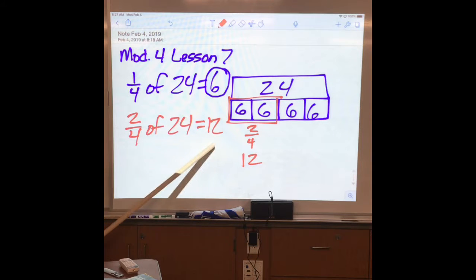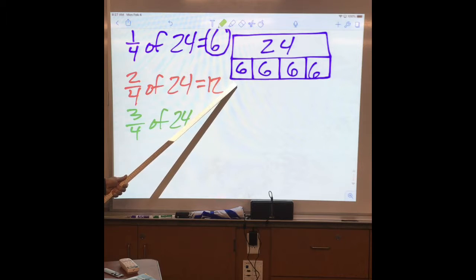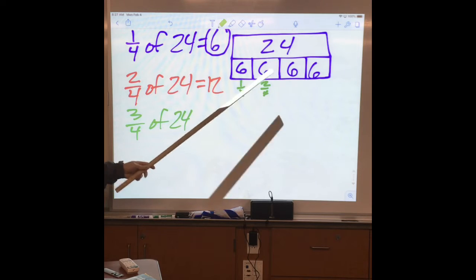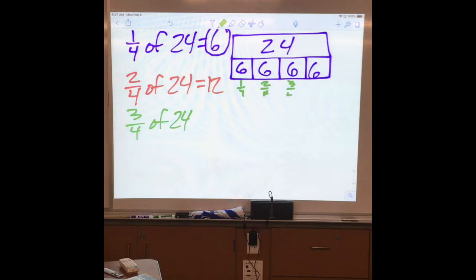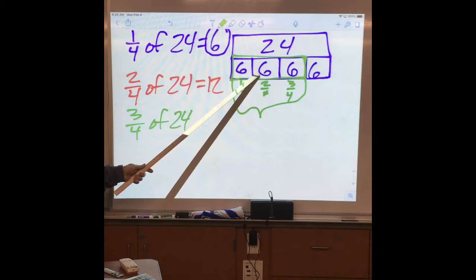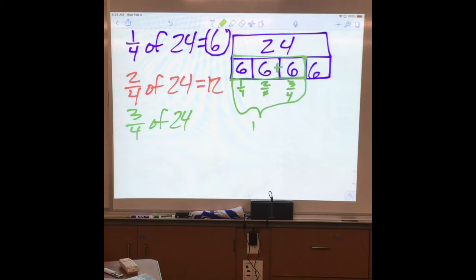What if I took it a little bit further and said, okay, let me change the color. What's 3/4 of 24? Well, we know that this is 1/4, right? This is 2/4. And then this one over here is 3/4, right? So we're talking about this whole amount right here. So this whole thing would equal what number? 6 plus 6 is, that's right, 12 plus 6 is 18. Good job.